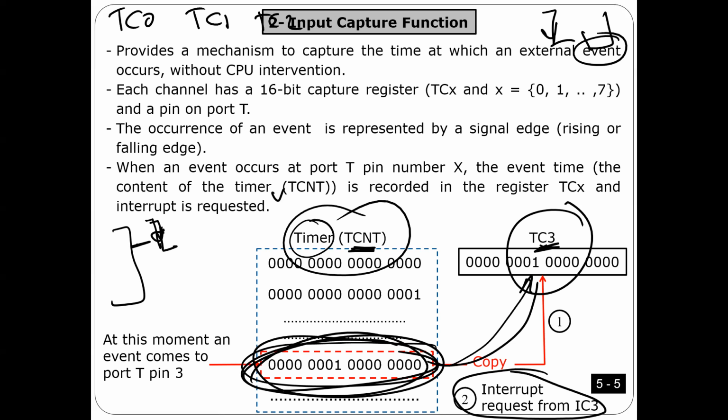So let me summarize it. Very easy. Every time there is an event, number one, similar to IRQ, interrupt is triggered. I'm going to tell you why I need interrupt, but it's similar to IRQ. Number two, the value of the timer is going to be stored in a register. I'm going to call it TC. Is that okay? So this is how it works.